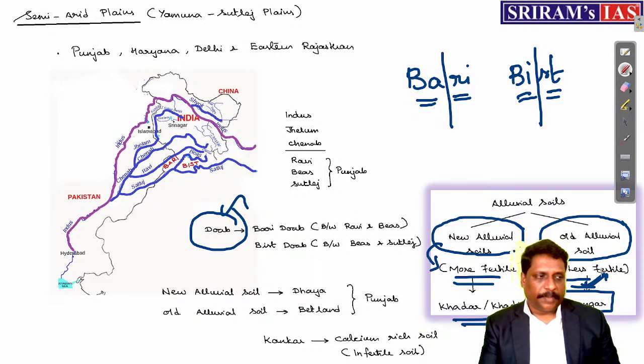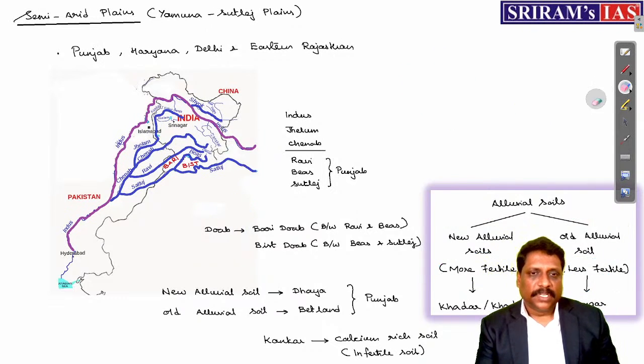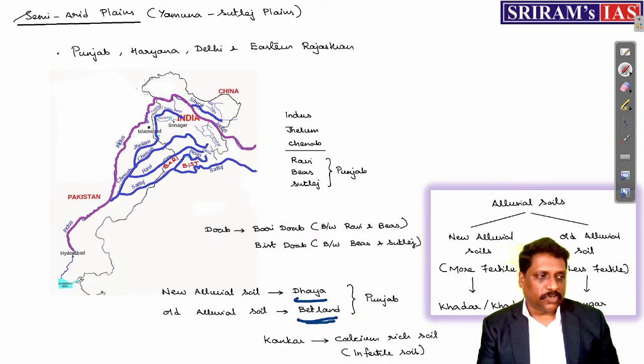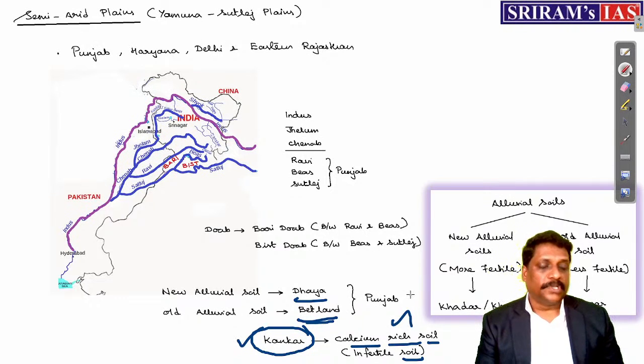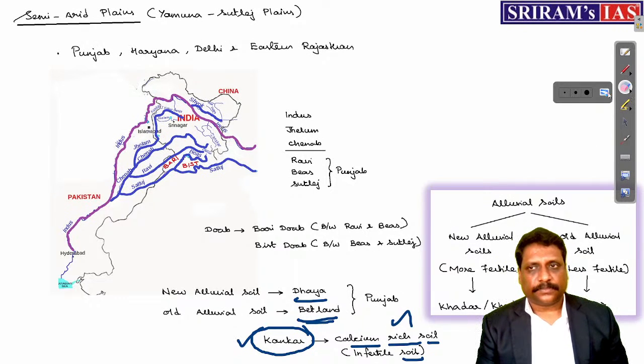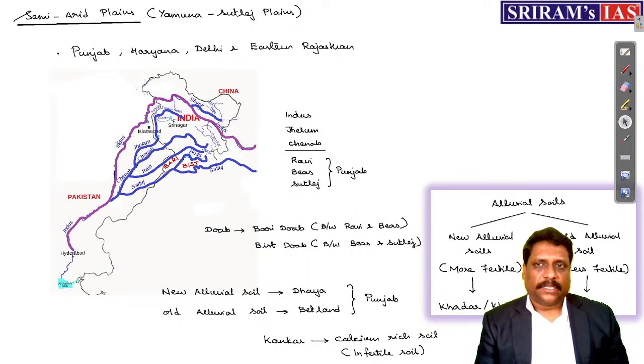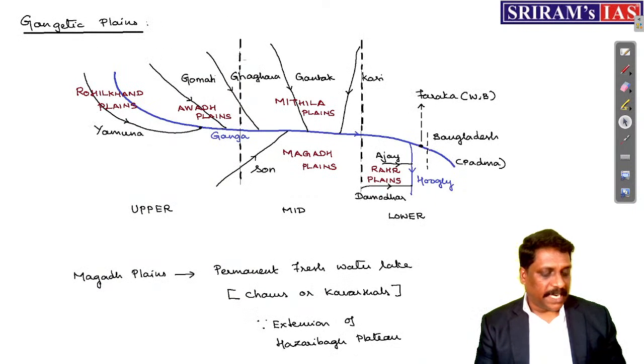Maybe it's not much visible, but later part also I'll bring it. But when I talk about the Punjab reference, this new alluvial soil is called Daya, and old alluvial soil is called Wetland. Okay, it is called Daya and Wetland in Punjab. And Punjab also has a kind of infertile soil called Kankar. Kankar is more known for calcium nodules rich soil in Punjab. Okay, right. So these were the facts about the Trans-Gangetic Plain.